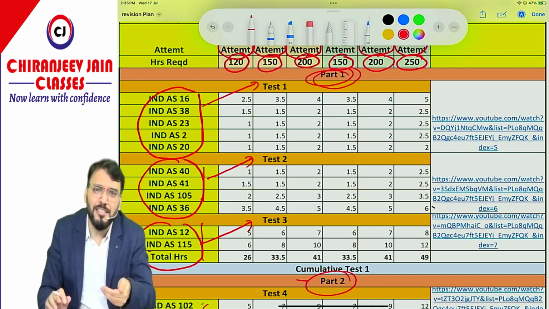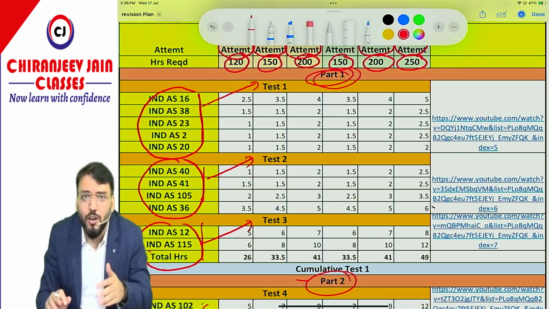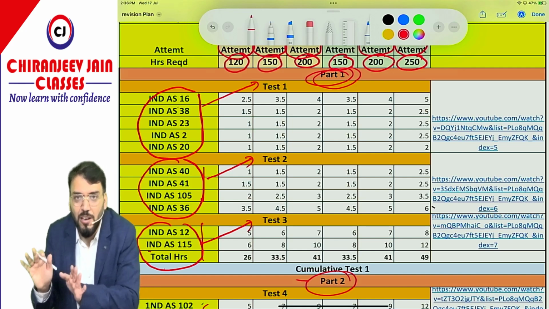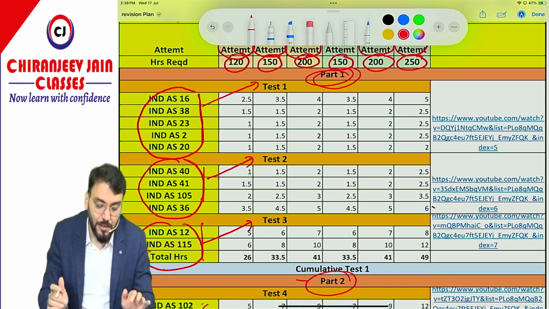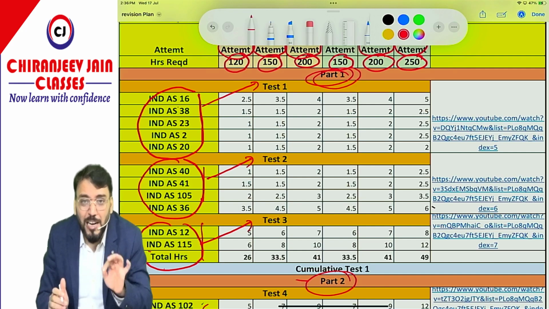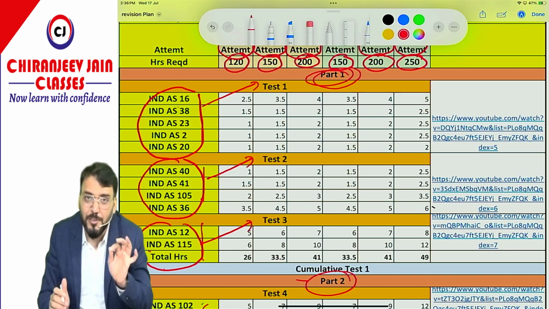Now one question may arise, sir, what about test series, whether we should write or whether we should not write? That I will discuss in the later part. Correct? Yes, sir.